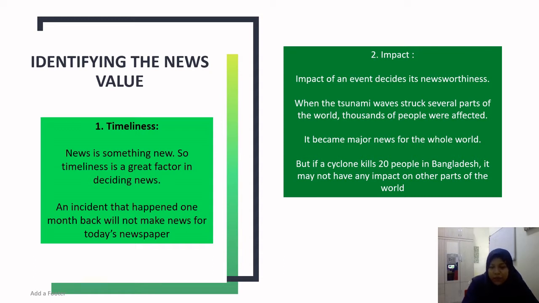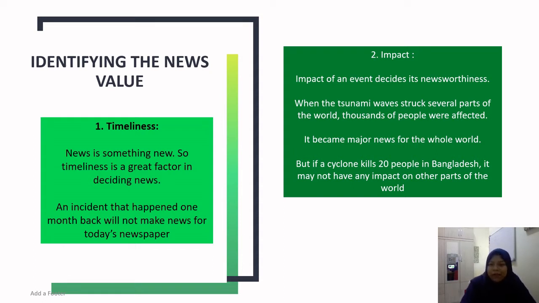The news or the report should have what we call a news value. There are 10 of it. First is timeliness. You should know that news is something new. So timeliness is a great factor in deciding which news has great news value, because an incident that happened 1 or 2 months back is not going to be remembered. But if it happened yesterday or today and it has gone viral on social media and even on television, then that is the news value.